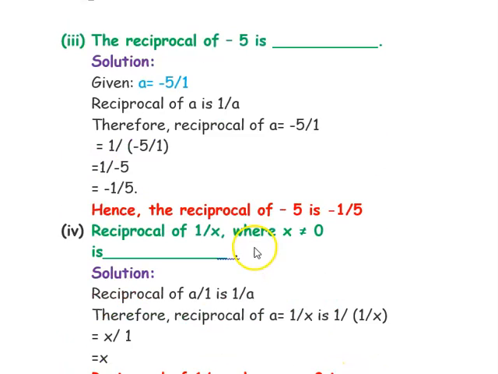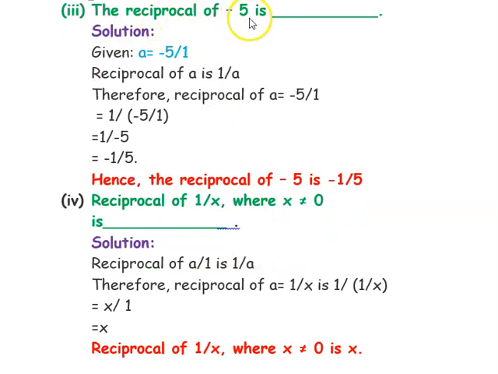So, the next question is the reciprocal of negative 5 is dash. So, we will take that given rational number A, that is negative 5. We can express it as negative 5 by 1. So, we know that reciprocal of A is 1 by A.